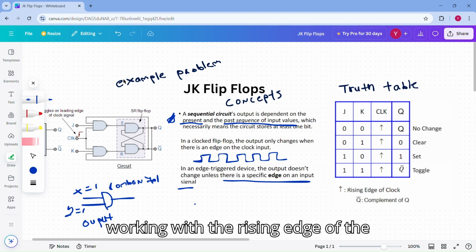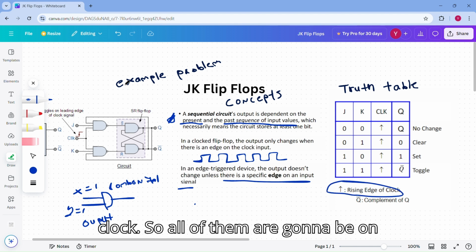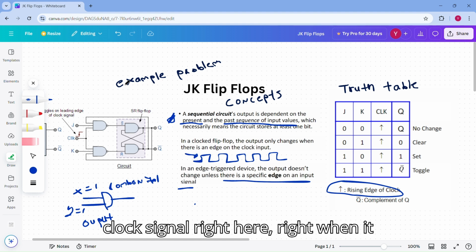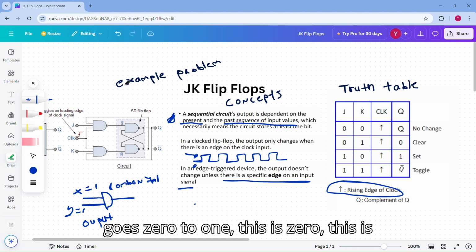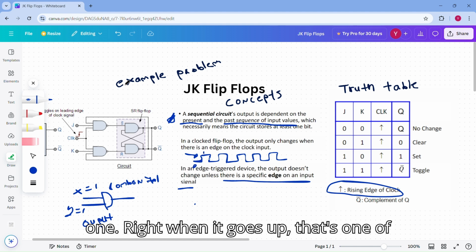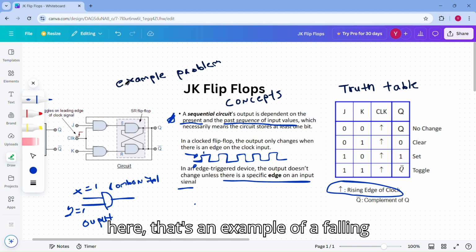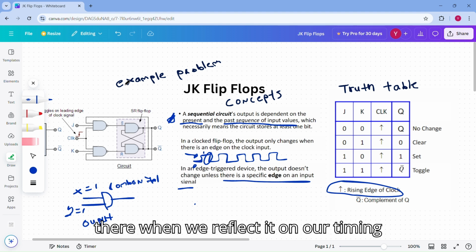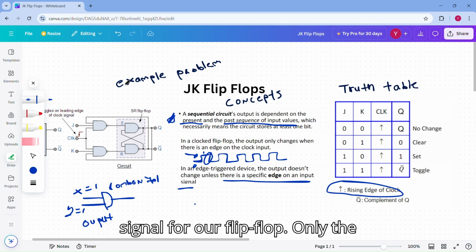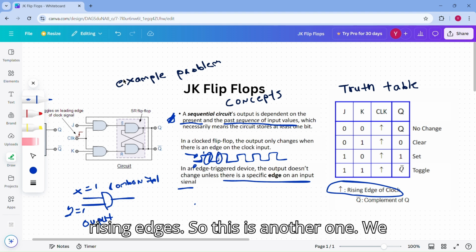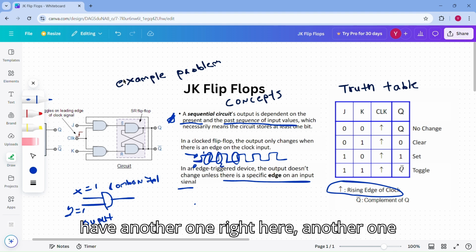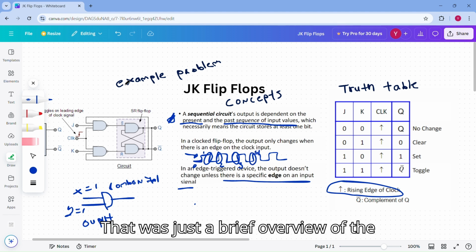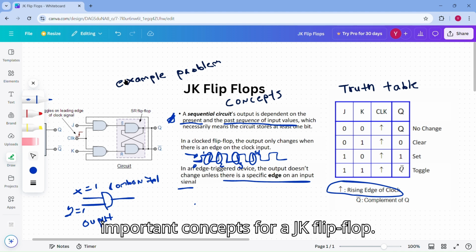In this video, we're going to be working with the rising edge of the clock. So all of them are going to be on these rising edges. If we look at our clock signal right here, right when it goes from 0 to 1, that's one of our rising edges. When it goes down right here, that's an example of a falling edge. So we're not going to have a change there when we reflect it on our timing signal for our flip-flop. Only the rising edges. So this is one, we have another one right here, another one right here. Hopefully that helps. That was just a brief overview of the important concepts for our JK flip-flop.